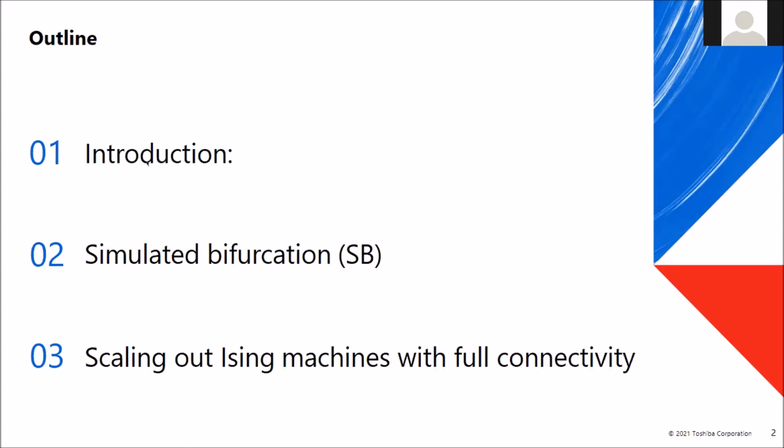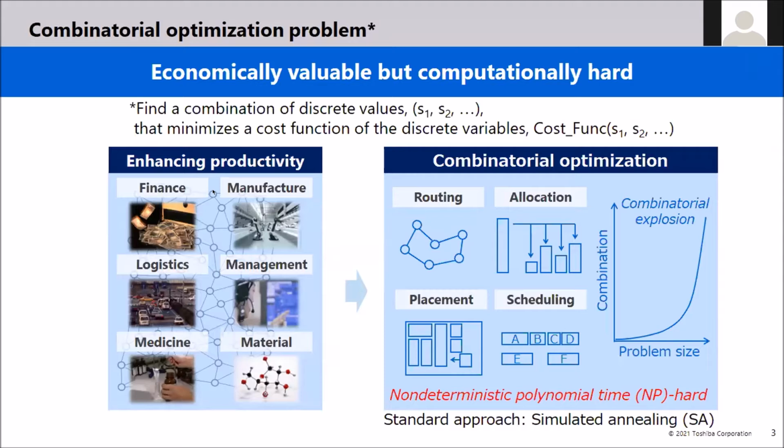So let's start from the introduction. Combinatorial optimization problems are economically valuable but computationally hard to solve. These problems aim to find a combination of discrete values that minimizes the cost function of the discrete variables. Many problems for enhancing the productivity in various application fields can be mathematically formulated as combinatorial optimization problems, including routing, allocation, placement, and scheduling, and so on. Many of those problems belong to the non-deterministic polynomial time, NP-hard class. The computational complexity scales exponentially with the problem size.